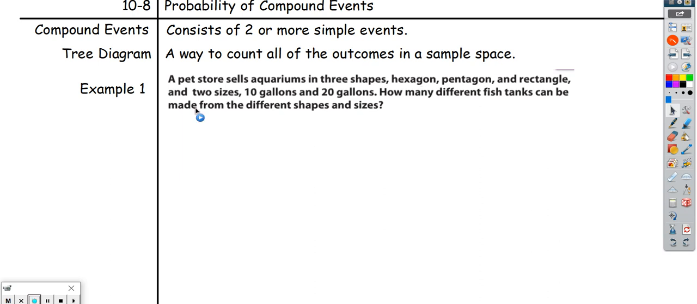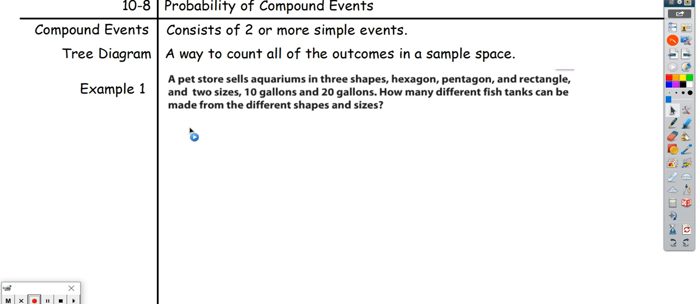Here's our first example. A pet store sells aquariums in 3 shapes: hexagon, pentagon, and rectangle, and 2 sizes, 10 gallons and 20 gallons. How many different fish tanks can be made from the different shapes and sizes?